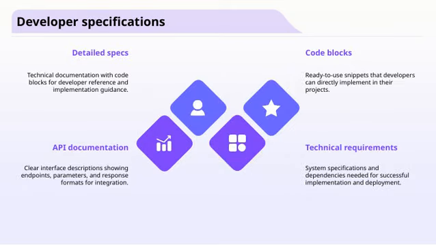Let's take a closer look at the developer specifications. First, we have the detailed specs, which include comprehensive technical documentation. This documentation provides crucial information, often accompanied by code blocks, to guide developers through the implementation process. These code blocks are ready-to-use snippets that can be directly integrated into projects, saving time and reducing errors.